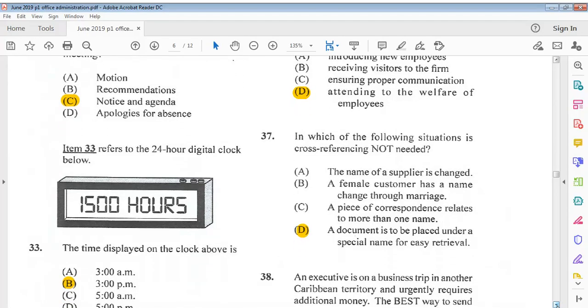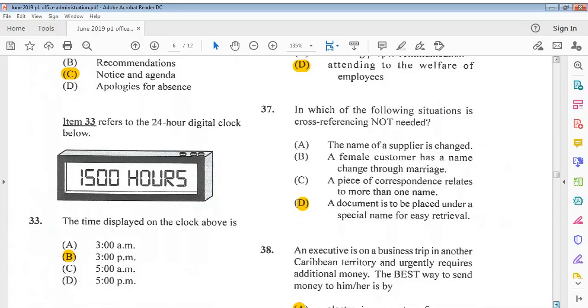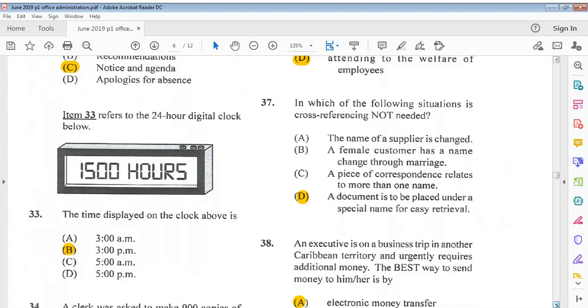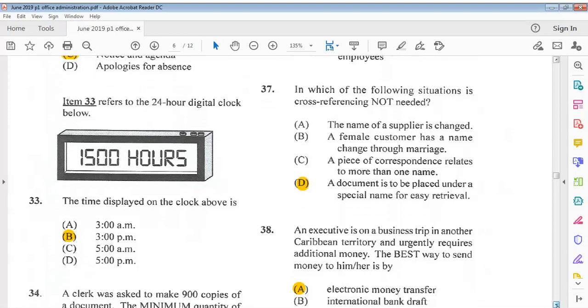Okay. So here we go on to question number 33, of a 24-hour digital clock. So we see 1500 hours displayed. It says the time displayed on the clock above is A, 3 a.m., B, 3 p.m., C, 5 a.m., or D, 5 p.m. So we know it would be 3 p.m.